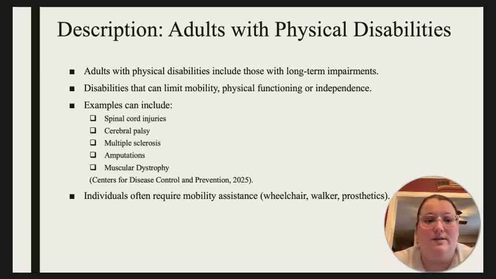It is also important to note that the disability itself is not the cause of poor health outcomes. In fact, it is the systemic barriers and inequalities. Individuals with a physical disability often require mobility assistance, and this can be anything such as a wheelchair, walker, prosthetics, or any other kind of mobility equipment.